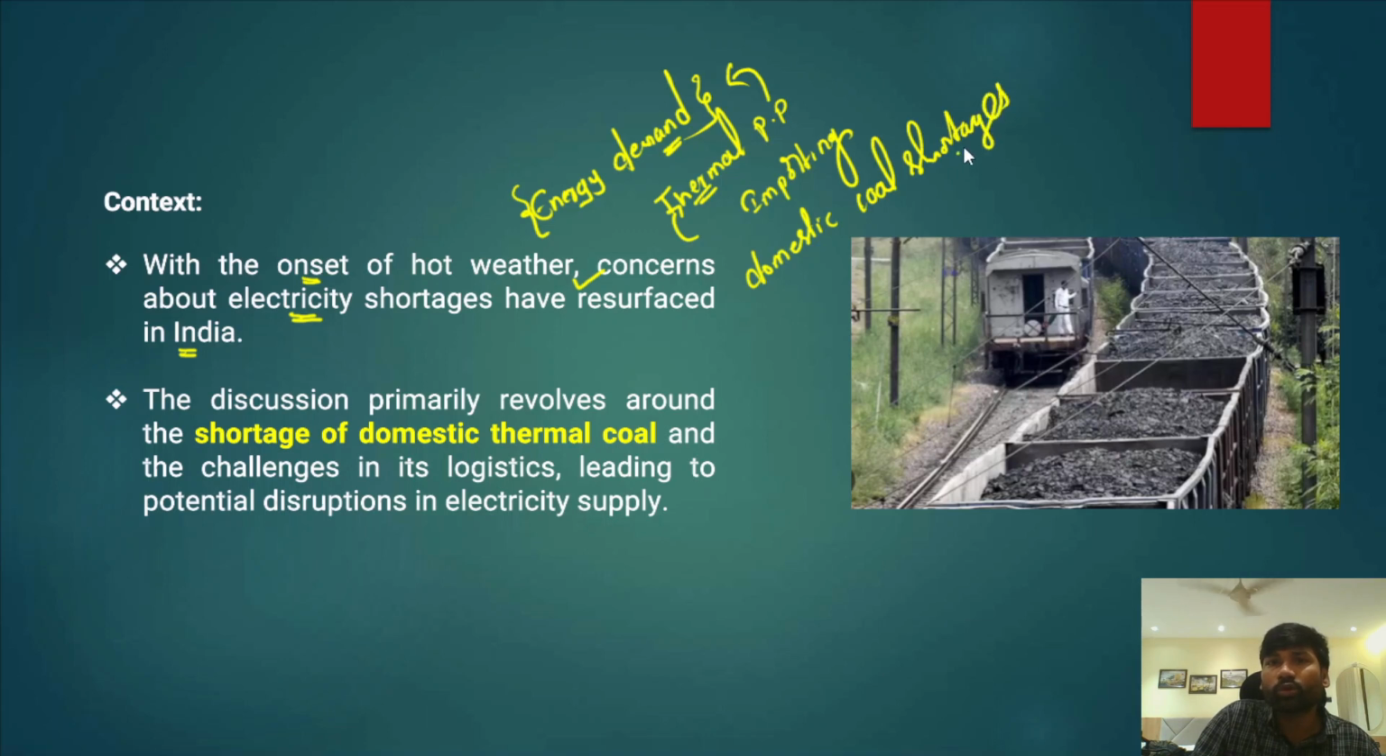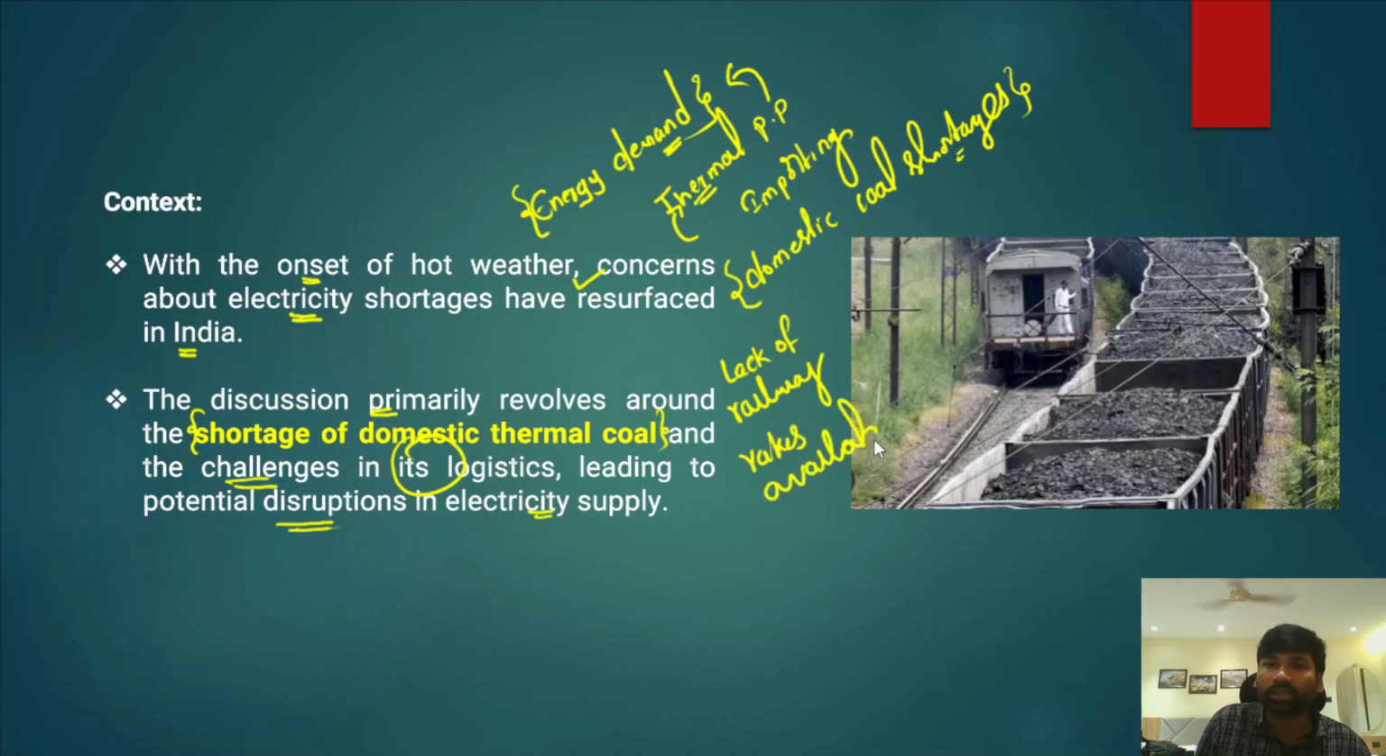If we are not able to supply an adequate amount of domestic coal during summer seasons, we will have to depend on imported coal. Imported coal certainly comes with certain negative things. In this context, the discussion primarily revolves around the shortage of domestic thermal coal, and at the same time the challenges in its logistics leading to potential disruptions in electricity supply. For example, one logistical issue with respect to coal is the lack of railway rakes availability to transport the coal to the thermal power plants.